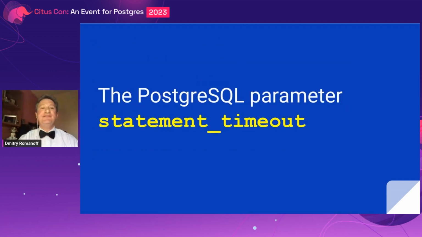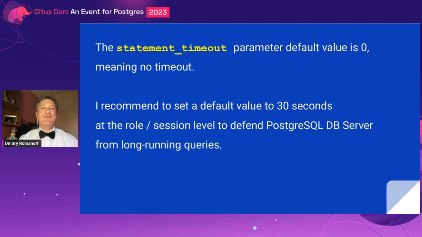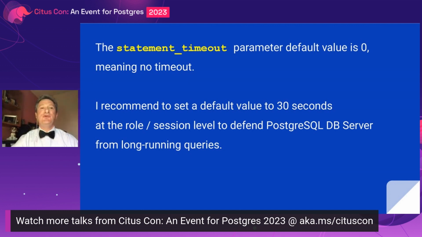The Postgres parameter statement_timeout. The statement_timeout parameter in Postgres sets the maximum allowed duration in milliseconds for any statement. The statement_timeout parameter default value is 0, which means no timeout. I recommend setting a default value of at least 30 seconds at the role or session level to defend the Postgres database server from long-running queries.